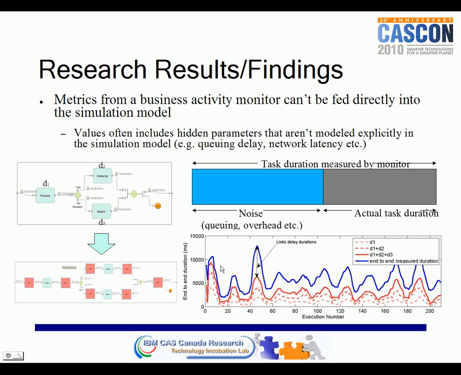Take for another example, consider the process shown here, where D1, D2, and D3 refer to the duration of each of the respective tasks. Now, if we measure the end-to-end duration, shown here in blue, we notice that it does not equate to the sum of the individual task durations, shown here in red. And the reason is that there are hidden parameters such as link duration and network latency.